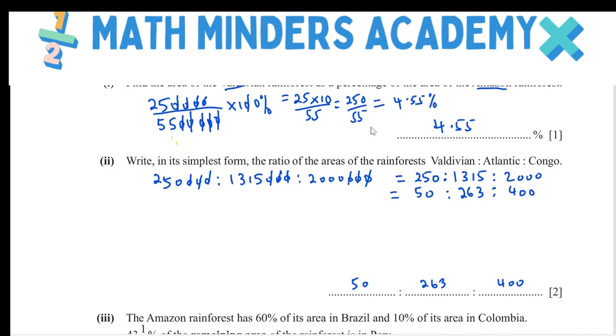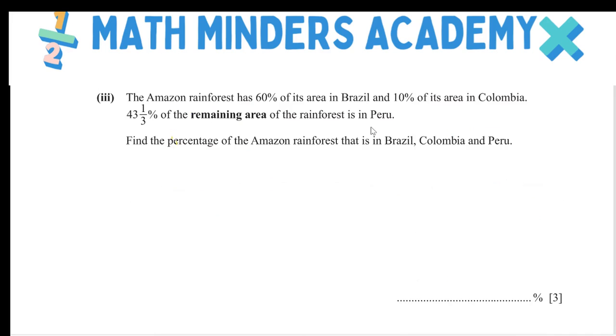Okay, let's proceed. Now we are told that the Amazon rainforest has 60% of its area in Brazil and 10% of its area in Colombia. 43 1/3% of the remaining area of the rainforest is in Peru. Find the percentage of the Amazon rainforest that is in Brazil, Colombia, and Peru.